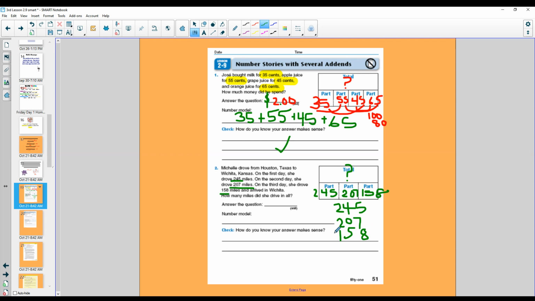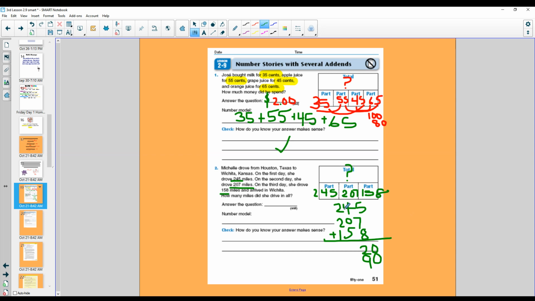Okay, now you may add different than this, and that's okay. I'm going to add up the ones. So 7 plus 7 is 14. One more is 15. 15 plus 5 gives me 20. Okay. Now I'm going to add up the tens. 50, 60, 70, 80, 90.